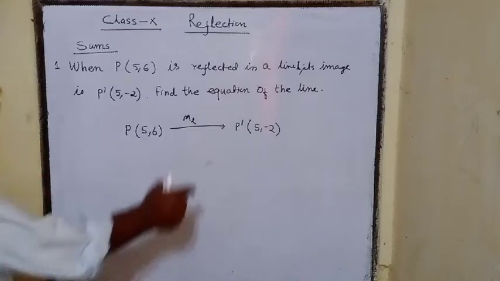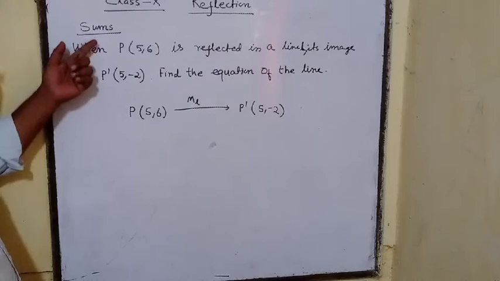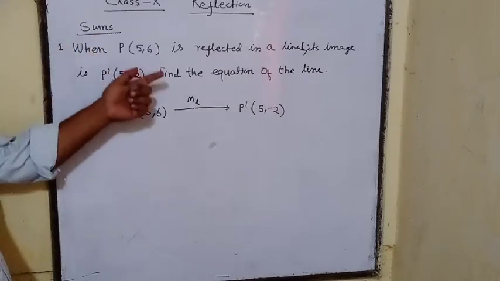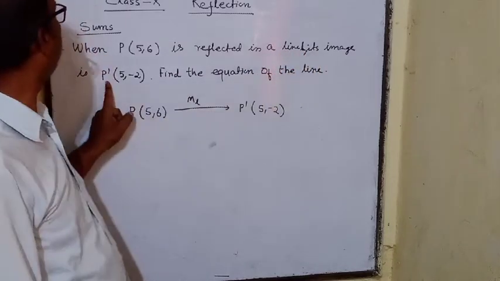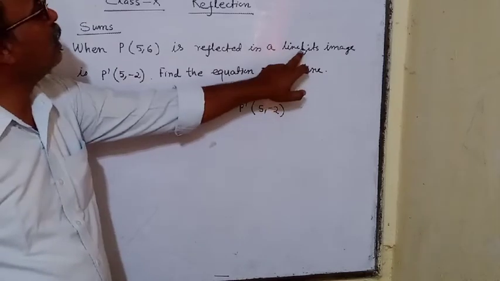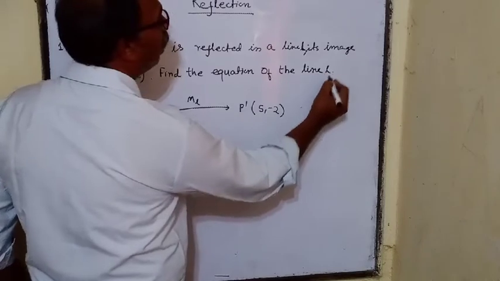So again we are in chapter reflection for class 10. We are going to deal some sums. First question is, when P(5, 6) is reflected in a line L, then its image is P dash (5, -2). So we have to find the equation of the line L.